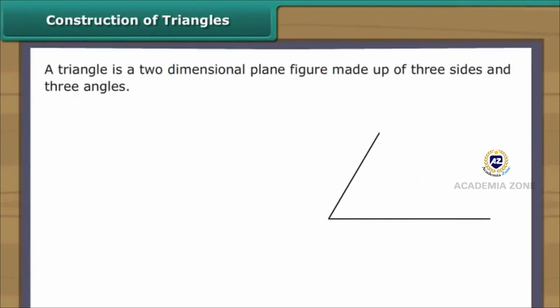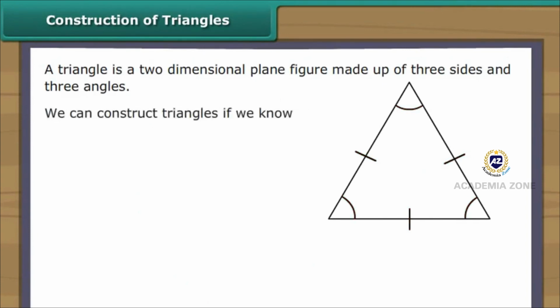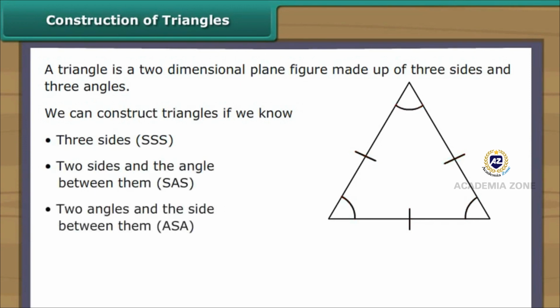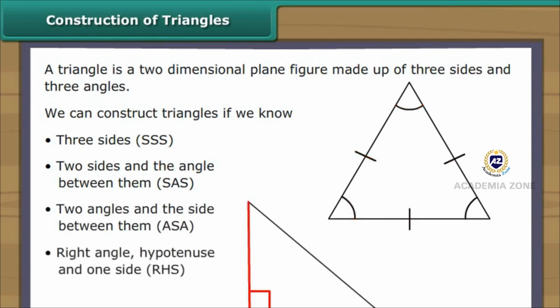Construction of triangles. A triangle is a two-dimensional plane figure made up of three sides and three angles. We can construct triangles if we know three sides, SSS; two sides and the angle between them, SAS; two angles and the side between them, ASA; right angle, hypotenuse and one side, RHS. Let us learn to construct all four types of triangles.